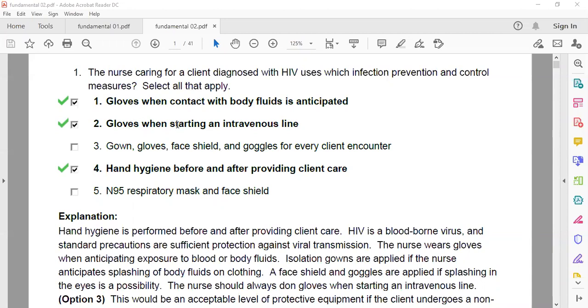Gloves when starting an intravenous line, yes, definitely, because the fluid can come in contact with you.